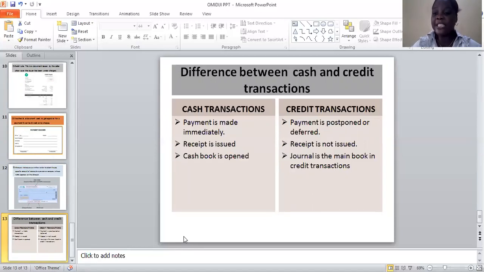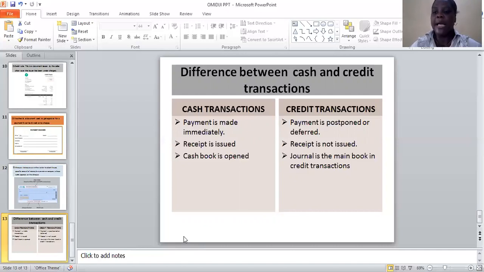And in cash transaction, the book that you will open is cash book. Once there is cash transaction, you record the cash transaction in cash book. But in credit transaction, you record the credit transaction in the book called journals. And that has brought us to the end of the lesson.